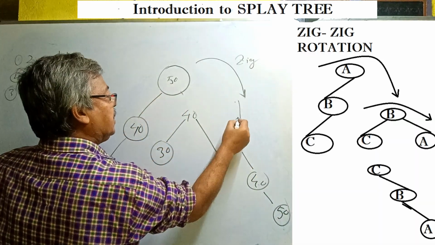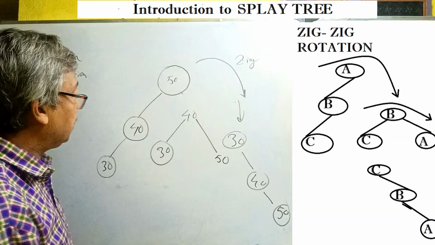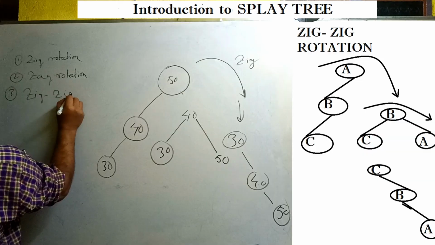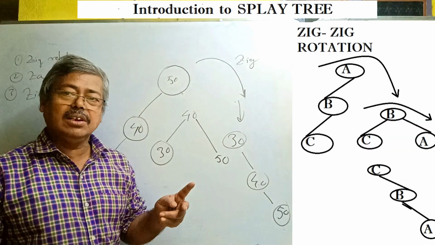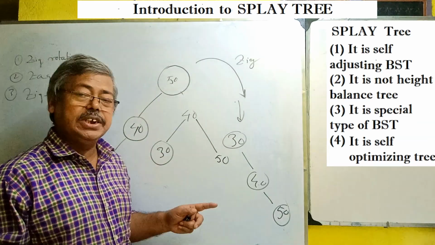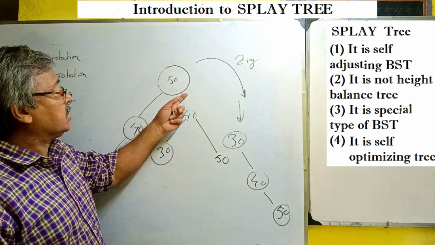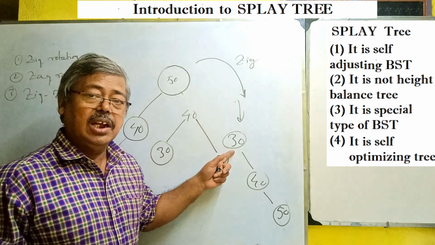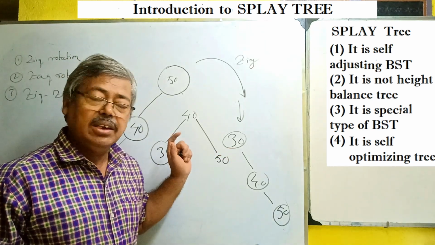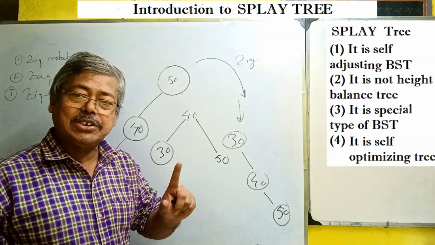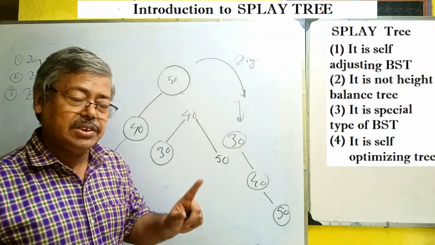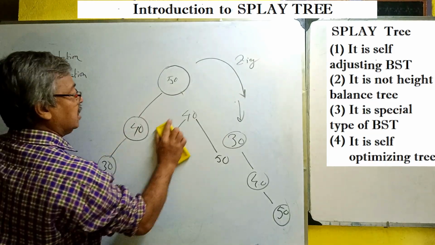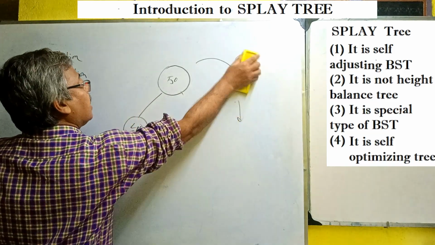So this is the double zig rotation, zig-zig. After performing two zig rotations, 30 will be at the top position, that is the root position, and this is the figure. So if we search 30, we get 30 immediately. It takes only one operation, one comparison. So this is the simplicity after searching. Now see another rotation.